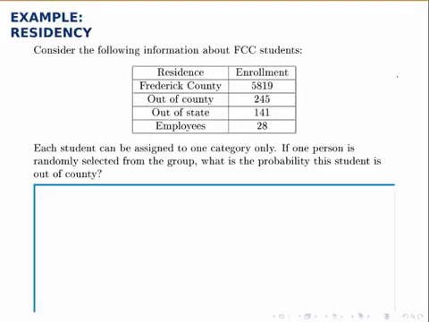We randomly select a person from this group, and we want to know the probability that the person we selected is from out of county. So we're looking at this second category. Again, the probability is the number of ways that could happen. So 245 is the number of people that we could select in that category, divided by the total number of people there are.